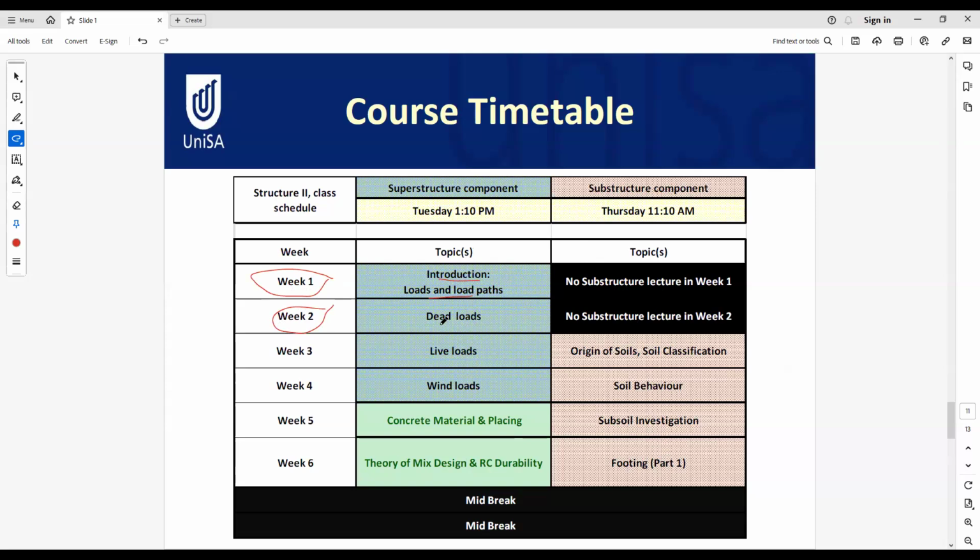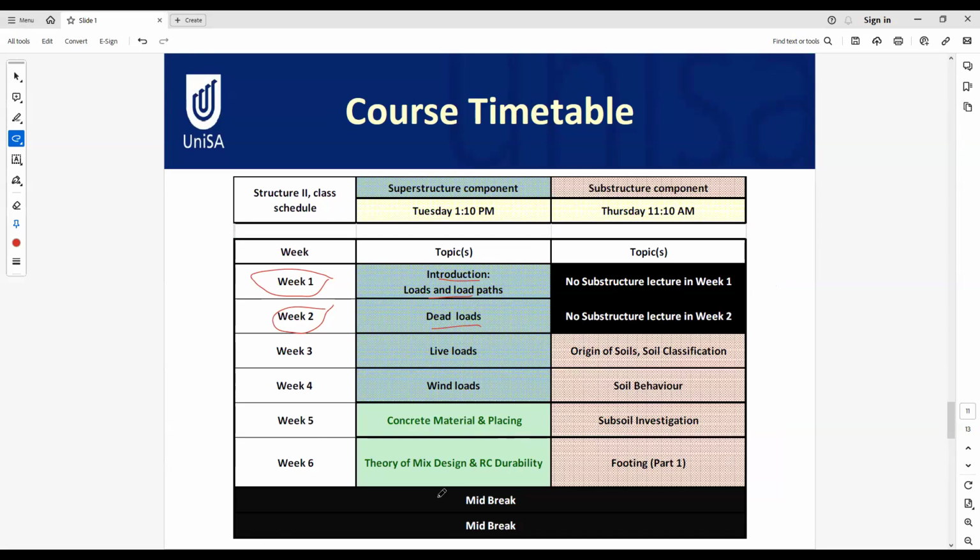Next week we will be looking at dead load, and we will go step by step on how to find or calculate the dead loads. From this week as well, we will be starting the tutorial classes from tomorrow, Wednesday. It is a face-to-face tutorial, so please try to attend the classes if you have any questions. It will be easier to solve them during the face-to-face tutorial.